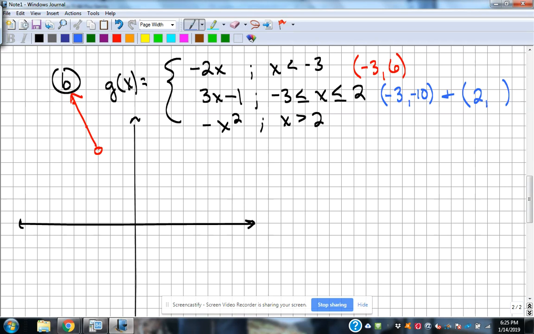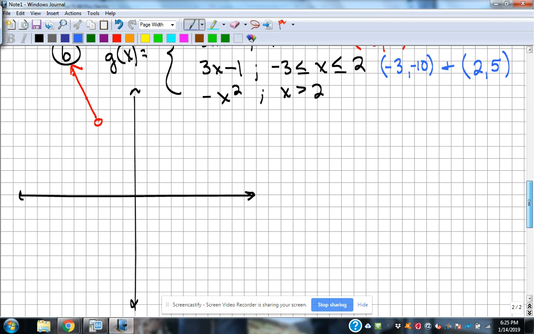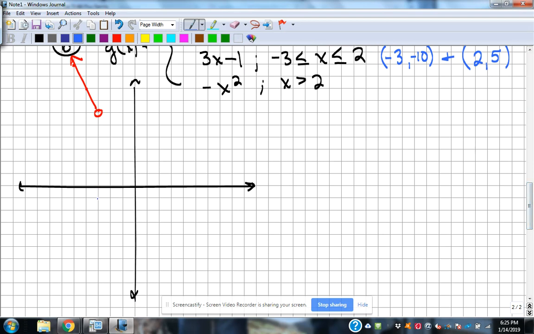I'm going to go ahead and plug in the 2. 2 times 3 is 6, -1 is 5. Okay? Those are the 2 important points for that piece. So I'm going to go to -3, -10. 1, 2, 3, 4, 5, 8, 9, 10. I'm going to put a filled in dot there. Why did I put it filled in? Because it's got an equal to on the inequality symbol. I'm going to go to 2, 5. 2, 1, 2, 3, 4, 5. Filled in dot on it as well for the same reason. It's got an equal to on the inequality.